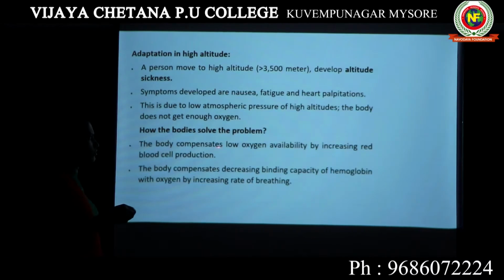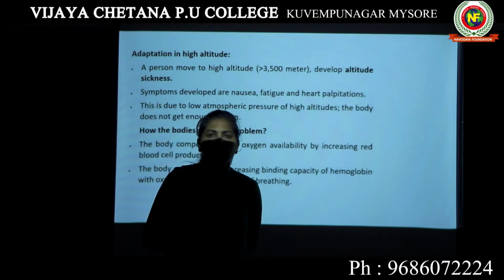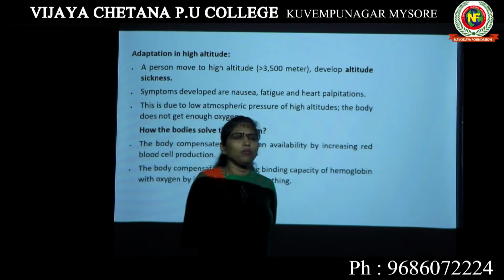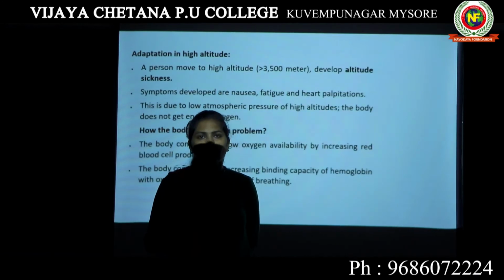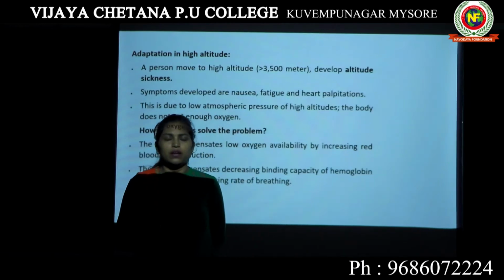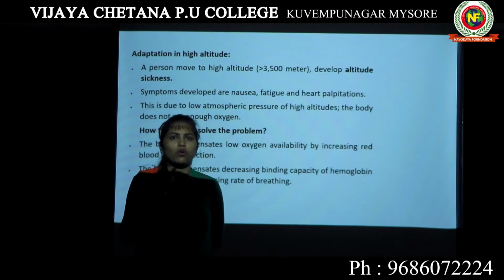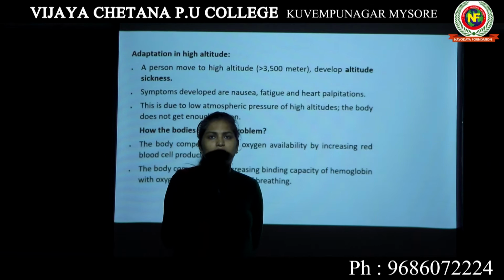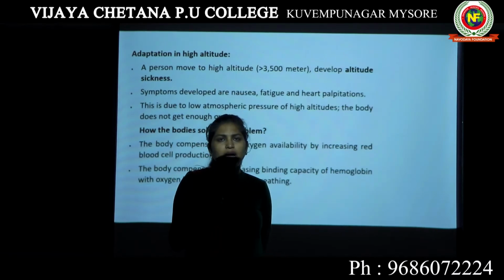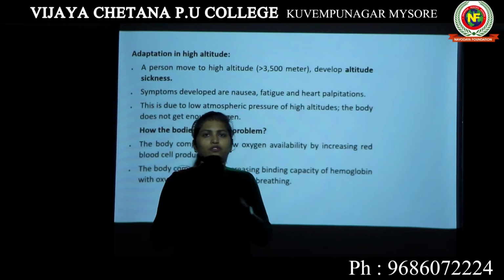The body will compensate low oxygen availability by increasing RBC production. When you go to higher altitude region, your body will start producing more and more RBC. Why more and more RBC? When there is more and more RBC, the hemoglobin which is present inside the RBC also increases, right? So hemoglobin is a pigment which actually carries oxygen in your blood. It carries oxygen from your lungs to your body tissue.